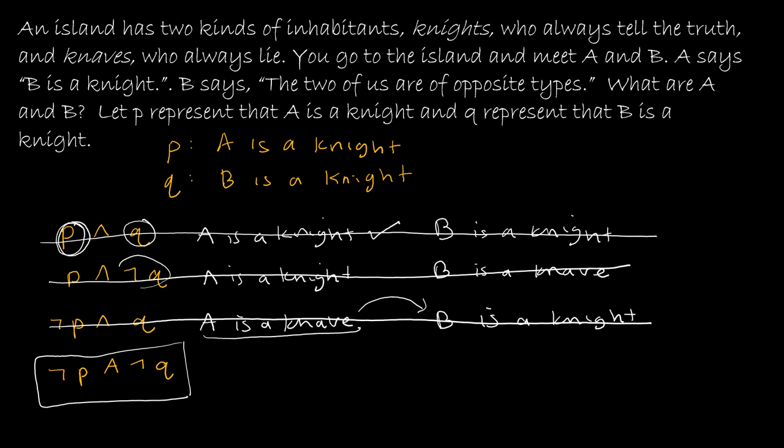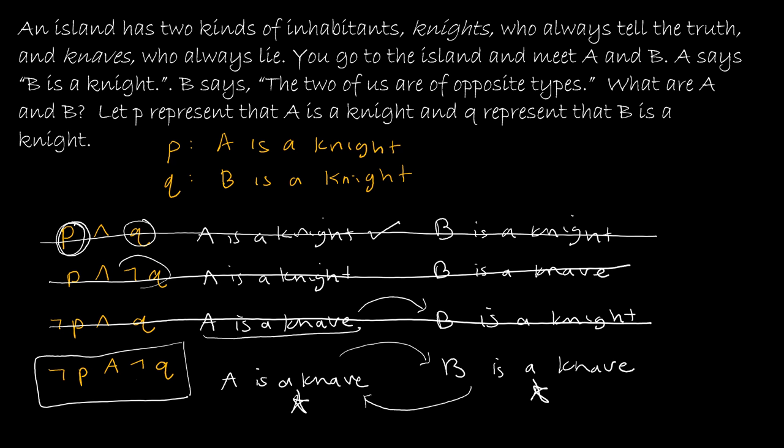This one says A is a knave and therefore lies, and not Q means B is not a knight, or B is a knave. Now let's make sure the logic holds. A says B is a knight, and is lying because he's a knave and lies, so his statement works out. B says the two of us are of opposite types, which would mean he would have to be a knight, except that he's lying. So that means they're the same type, and his statement holds true as well. So our only solution is that both A and B are knaves.